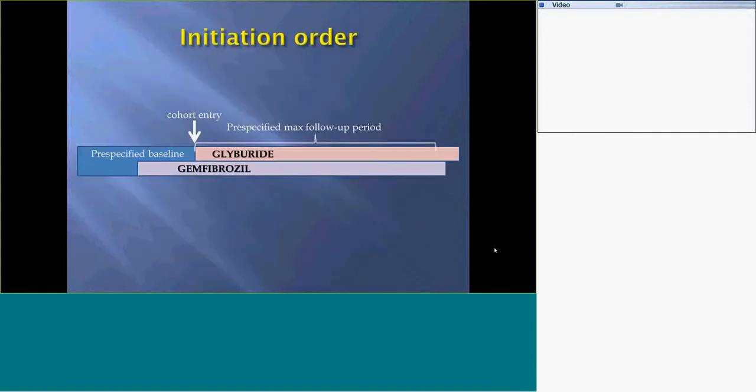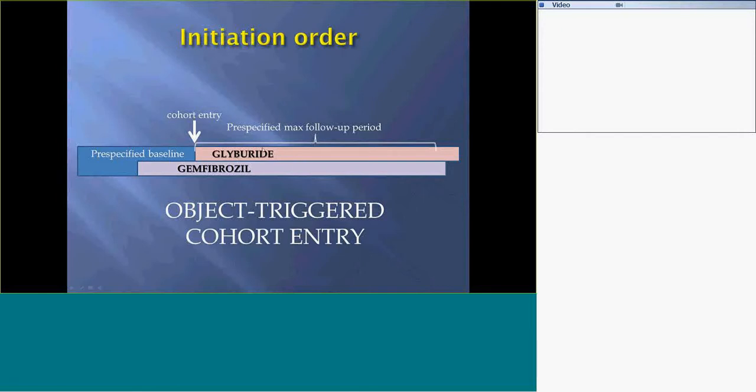You could also envision the inverse scenario in which someone had been on gemfibrozil for some time, then was prescribed glyburide, and the addition of glyburide, that is the object drug, triggered cohort entry. So these kinds of observations we tend to consider object-triggered cohort entry observations.